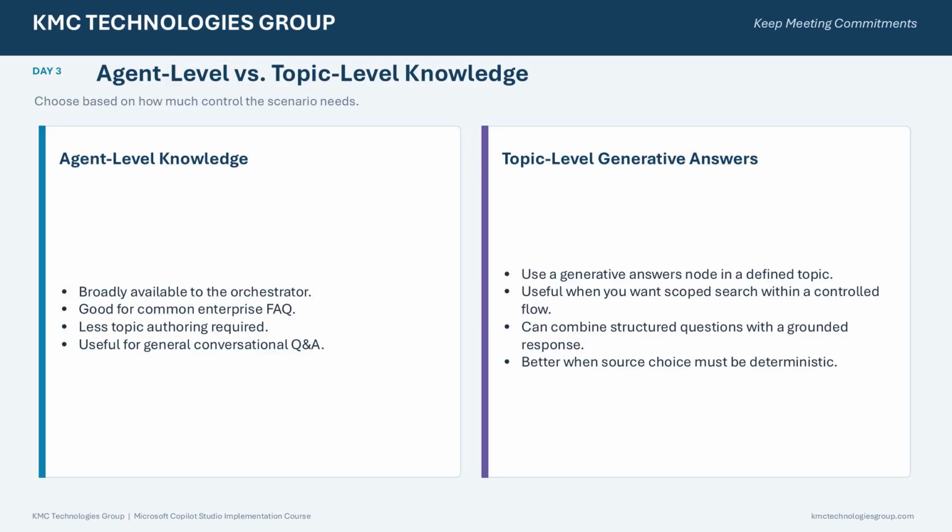Copilot Studio also gives us architectural choices for where knowledge is applied. Agent-level knowledge is broadly available to the orchestrator and works particularly well for general enterprise FAQs. Topic-level generative answers provide more control. Inside a defined conversational topic, a generative answers node can perform a controlled search and return a grounded response. Use agent-level knowledge when broad conversational access makes sense. Use topic-level knowledge when your workflow requires more deterministic control over when or where a particular source should be searched.